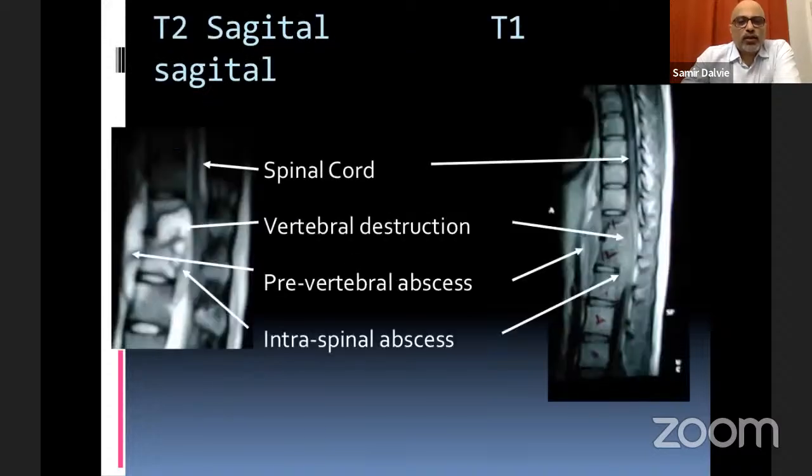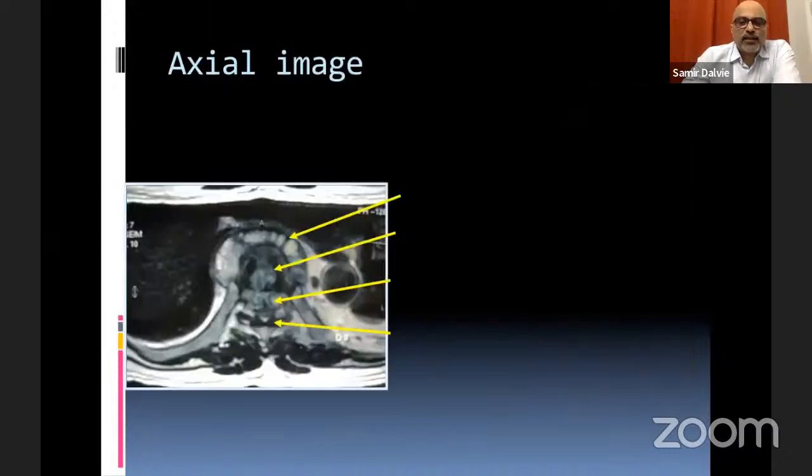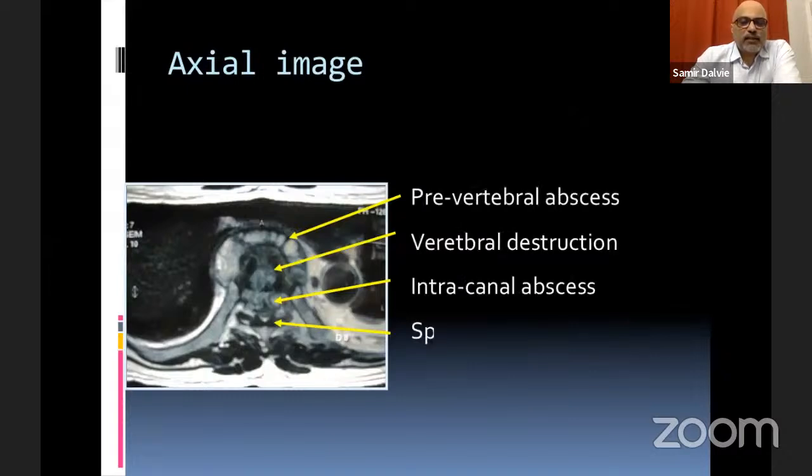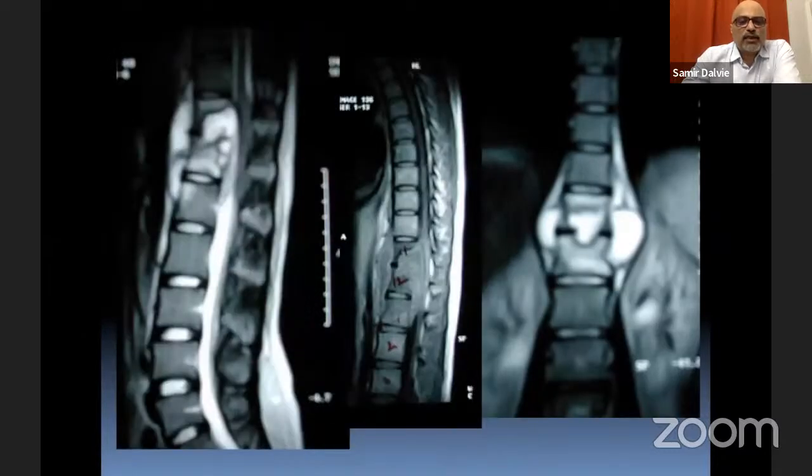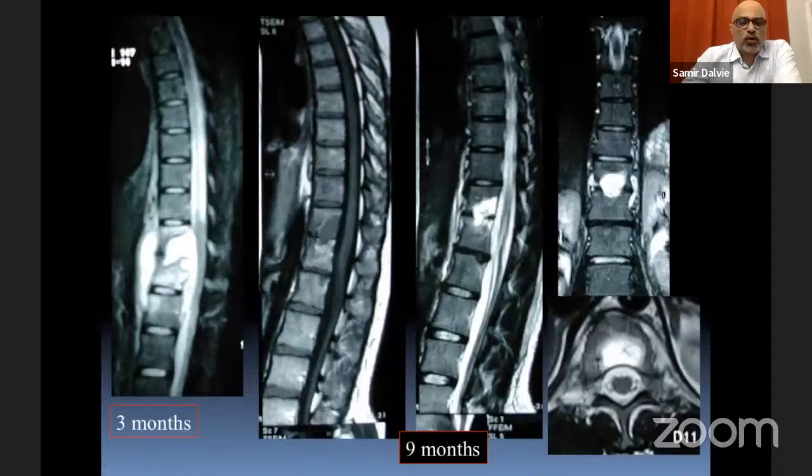And what we look for in the MRI are these things which were pointed out earlier. We look at the destruction, we look at the abscesses, the intracanal abscesses, the prevertebral abscesses in the axials, the vertebral destruction, and identify the spinal cord. So this is what a montage of a TB spine would look like.